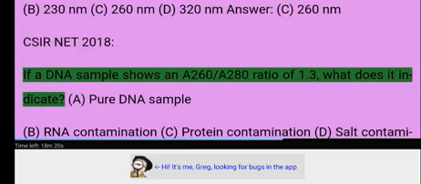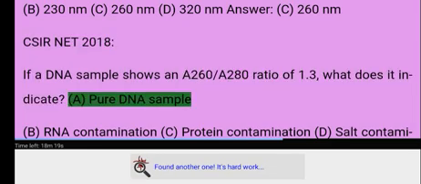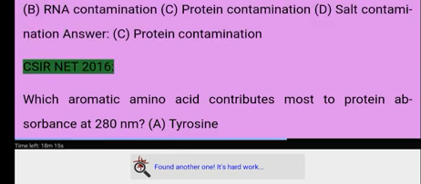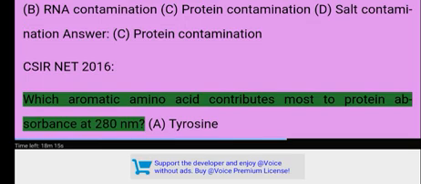CSIR-NET 2018. If a DNA sample shows an A260/A280 ratio of 1.3, what does it indicate? A. Pure DNA sample. B. RNA contamination. C. Protein contamination. D. Salt contamination. Answer: C. Protein contamination.